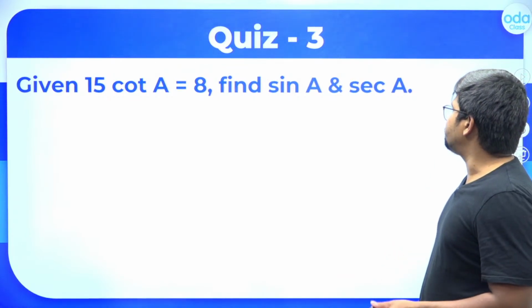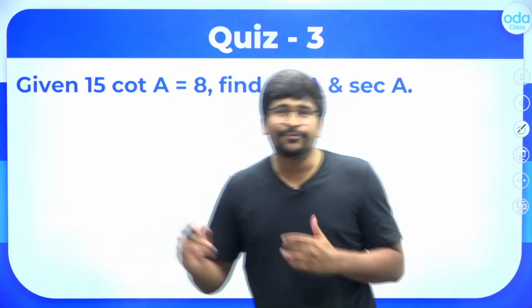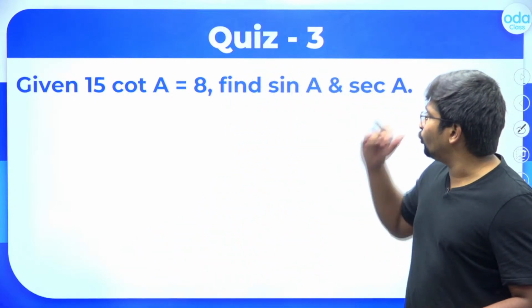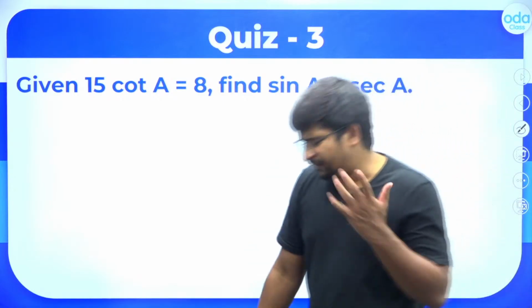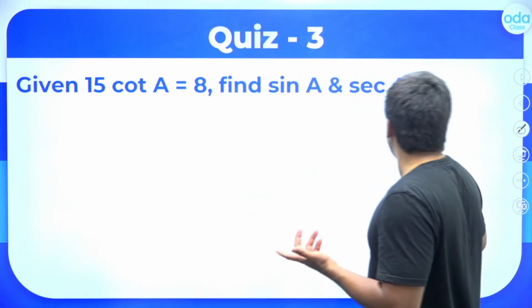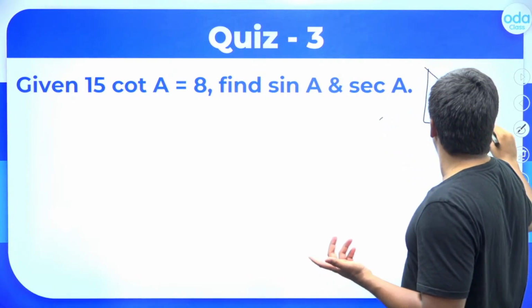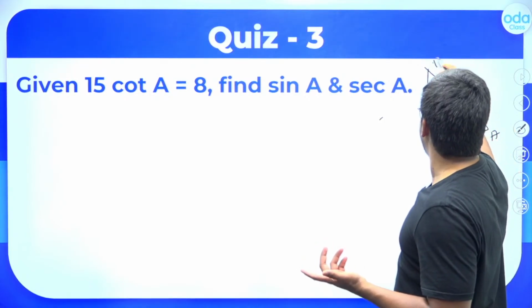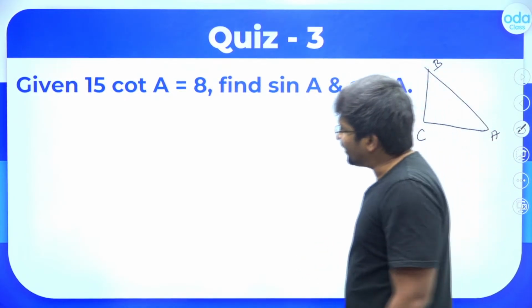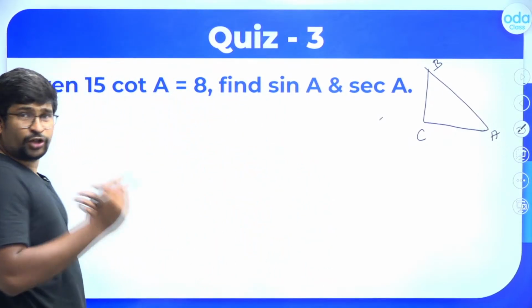Alright. Now let's move to the next question. Given that 15 times cot A is 8, you need to figure out what will be sin A and what will be sec A. Very easy question. Let's draw a triangle first. Let's draw a right angle triangle first. Okay. And let's name this as A, B and C. That part is done.